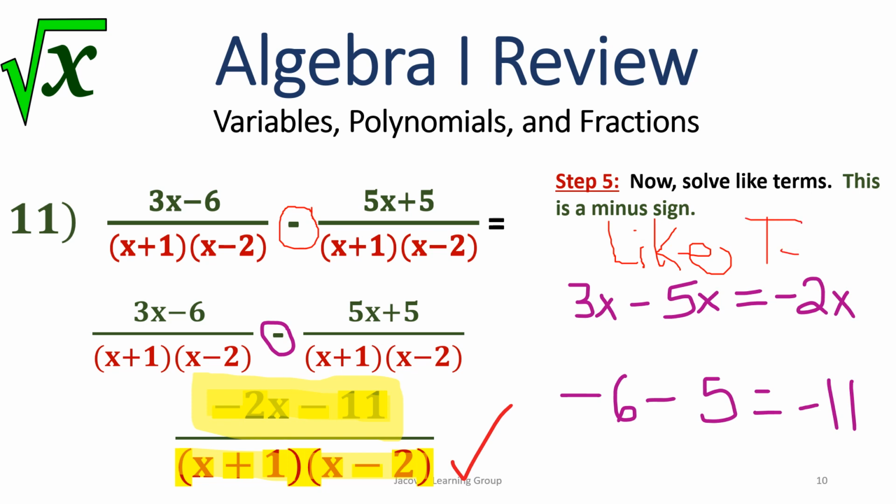And you can only combine like terms. So 3x minus 5x is negative 2x, and this then becomes negative 6 minus 5, negative 11. That's your answer. Negative 2x minus 11, and you keep your common denominator. And if you wanted to go into Algebra 2 and solve it differently and start cross multiplying, you could, but for right now, we're at Algebra 1.